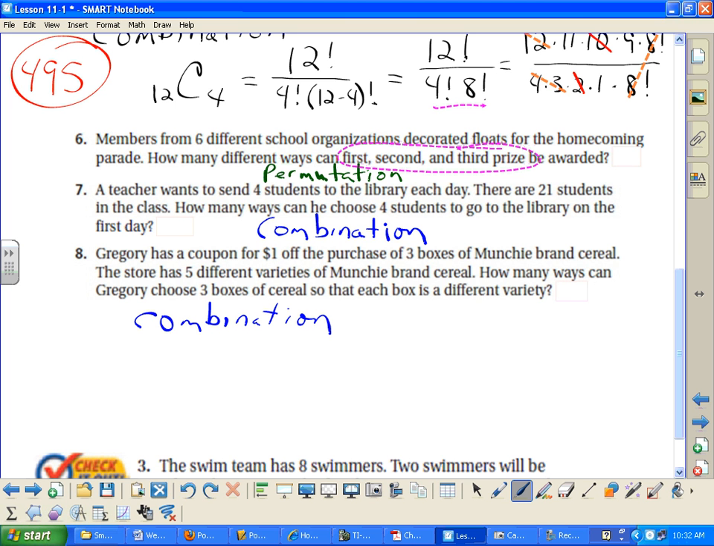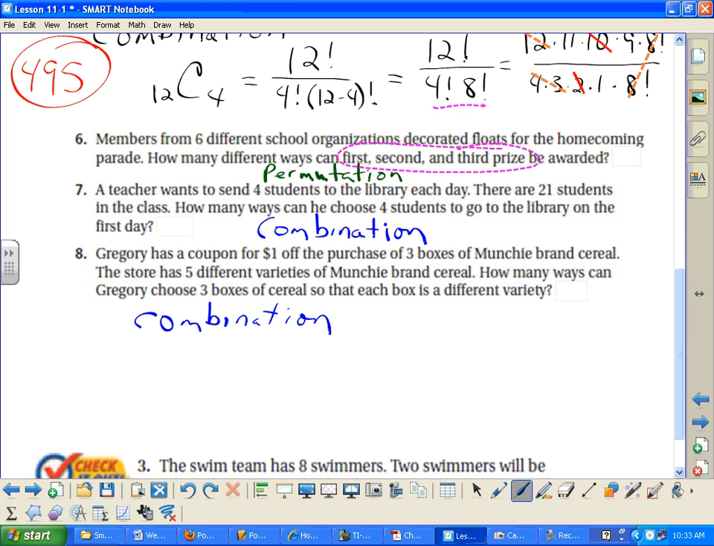Gregory has a coupon for $1 off the purchase of 3 boxes of Munchie brand cereal. The store has 5 different varieties of Munchie brand cereal. How many ways can Gregory choose 3 boxes? So he's just choosing 3 boxes. Yes, Travis. It's going to be a combination if it's asking for different varieties.